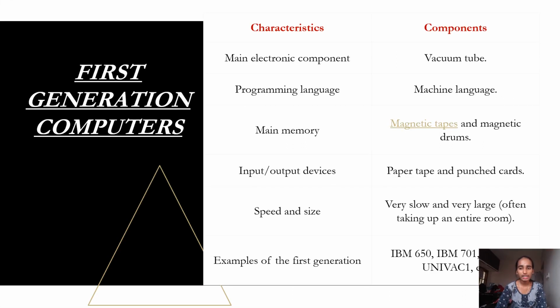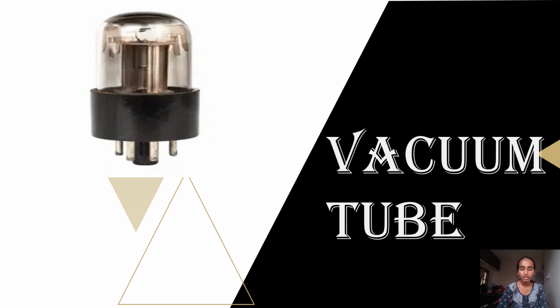Let us study the characteristics and components of the first generation computers. The main electronic component used in the first generation is the vacuum tube. The programming language used is machine language. The main memory is magnetic tapes and magnetic drums. Input and output devices are paper tape and punch cards. Speed and size: very slow and very large, often taking up an entire room. Examples of the first generation are IBM 650 and UNIVAC. Here is a vacuum tube which was used in the first generation computers.